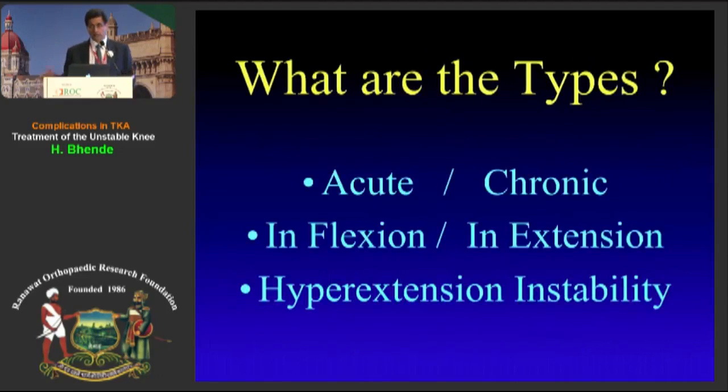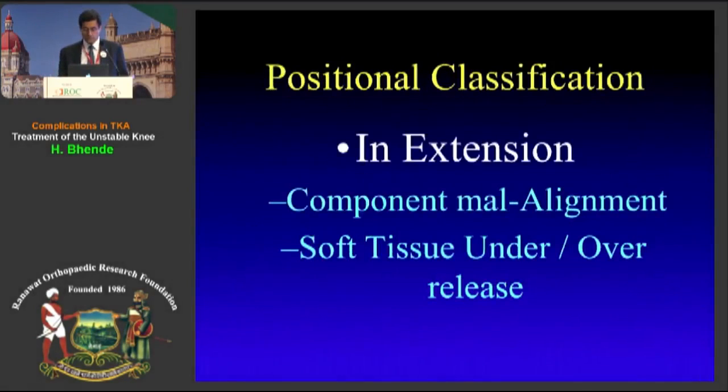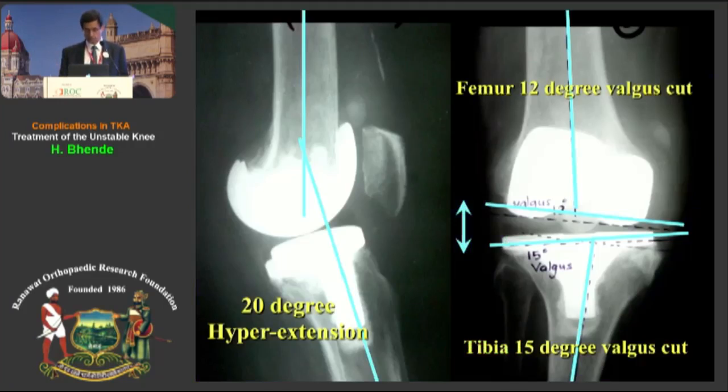As we have already discussed, types of instability could be acute or chronic. Acute is when the patient has fallen down, or immediately post-surgery when some ligament has gone wrong. And chronic is an ongoing process where it is not a very severely unstable joint but becomes painful later on. Depending on position, it is categorized as flexion instability, extension instability, or hyperextension instability. In extension, there are two things: either it is a component malalignment or it is a soft tissue problem.